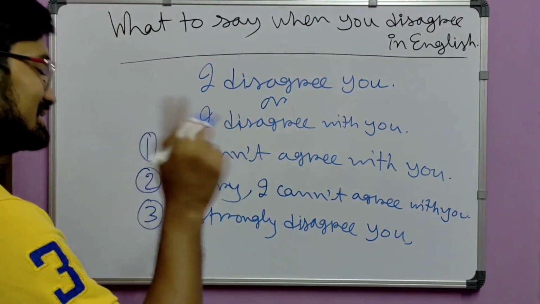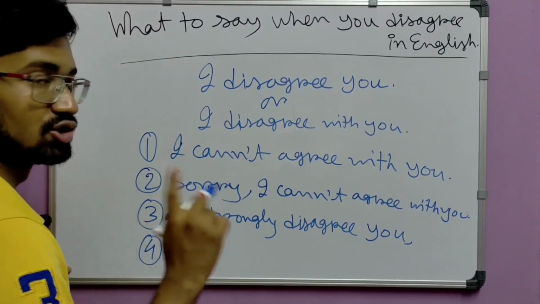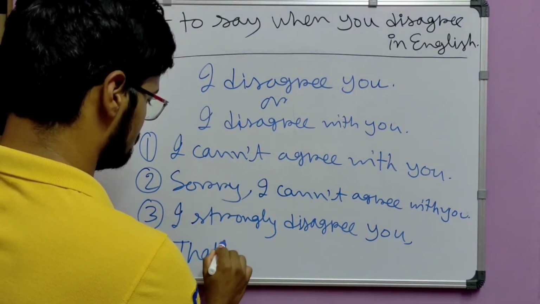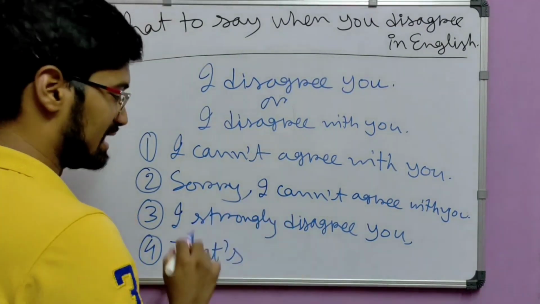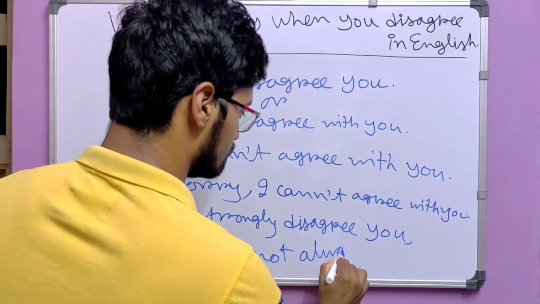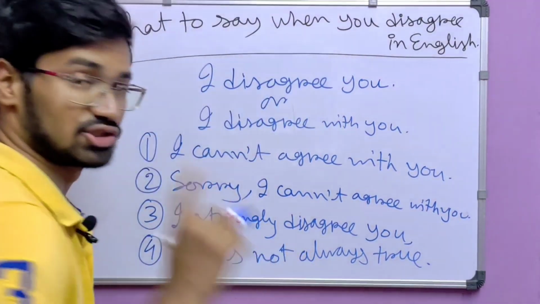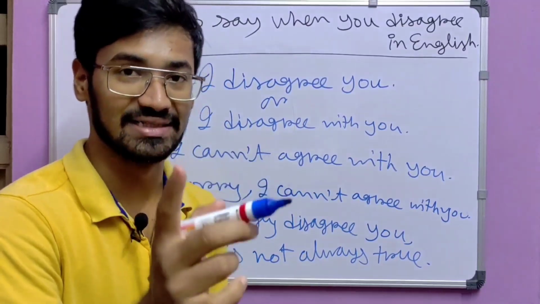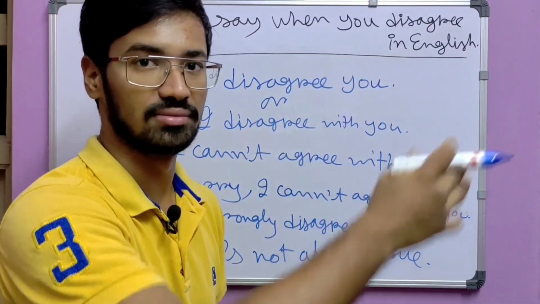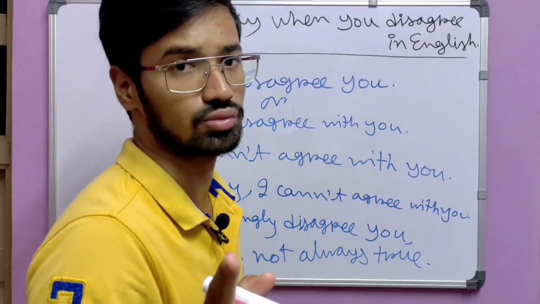Fourth sentence you can say, that's not always true. That means that is not always true. Okay, that's not always true. That means you disagree with someone or someone's statement or someone's opinion. Okay, so that's not always true, you can say.